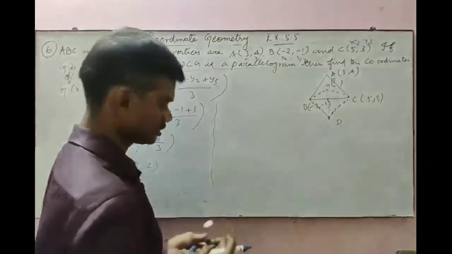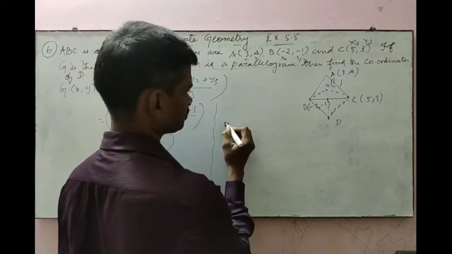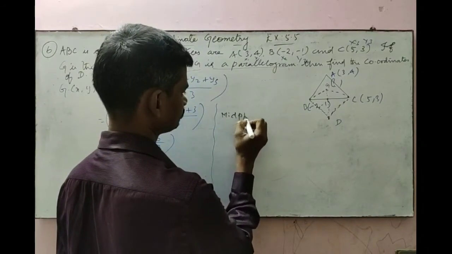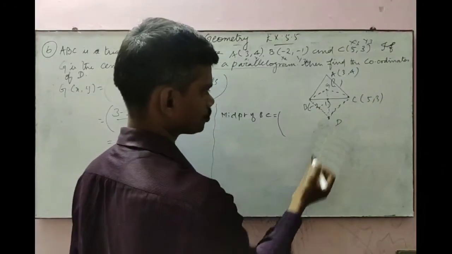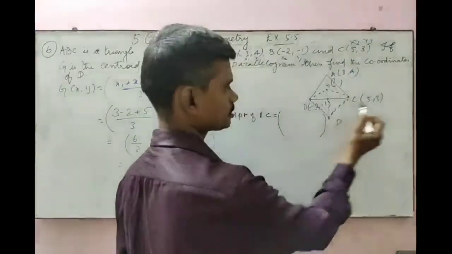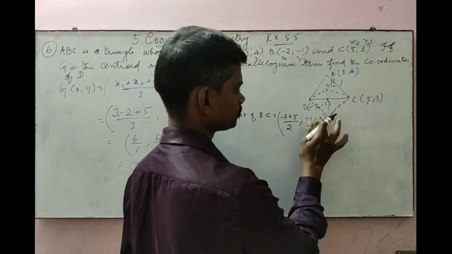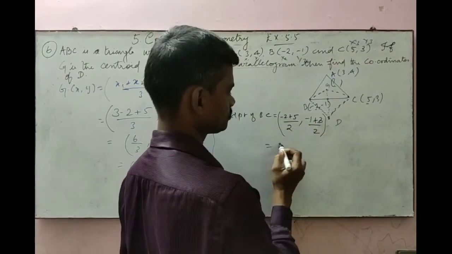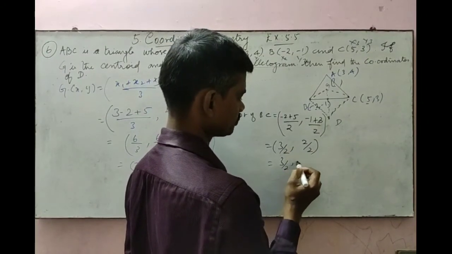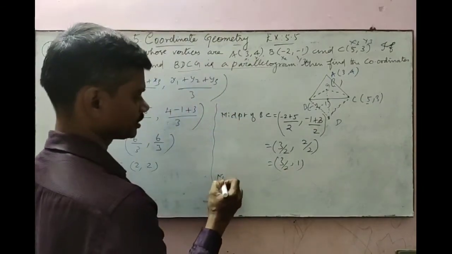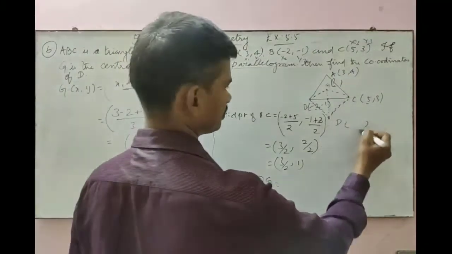Now I am going to check whether BDCG is a parallelogram. For that, I am going to check the midpoint. So first, the midpoint of BC. The formula is x1 plus x2 by 2, y1 plus y2 by 2, that is minus 2 plus 5 by 2, minus 1 plus 3 by 2. 5 minus 2 gives 3 by 2, 3 minus 1 is 2 by 2. On simplification you will get 3 by 2, 1. Next I am going to find the midpoint of DG. What is the coordinate of D? We don't know.